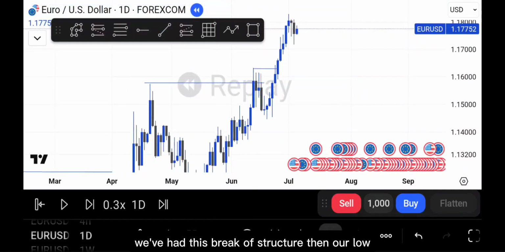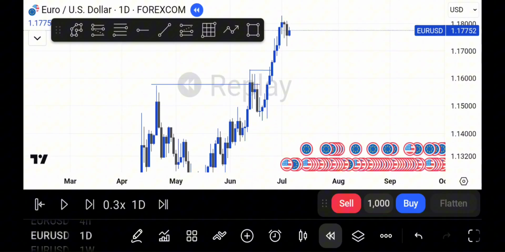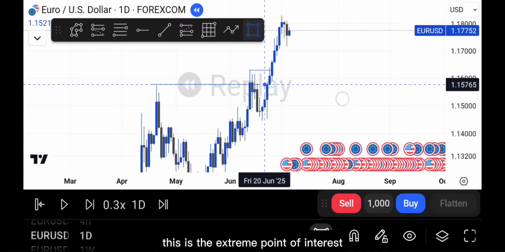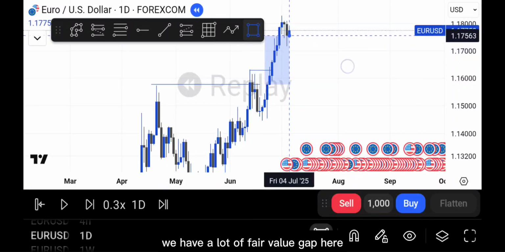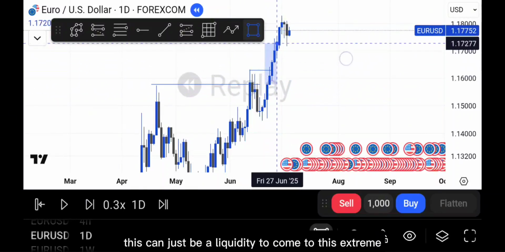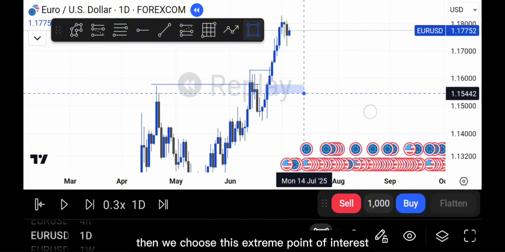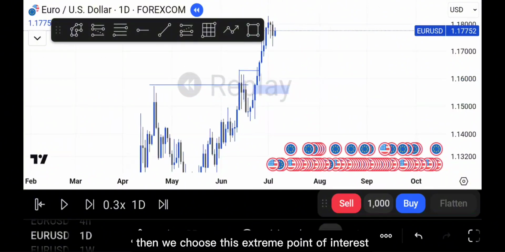Then our low, always choose the extreme point of interest. This is the extreme point of interest. We have a lot of fair value gap here, but this can just be a liquidity to come to this extreme. Then we choose this extreme point of interest.